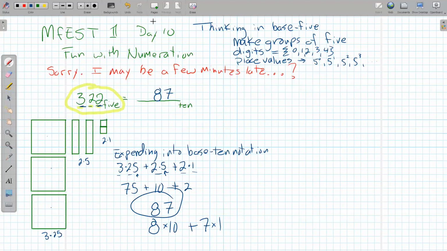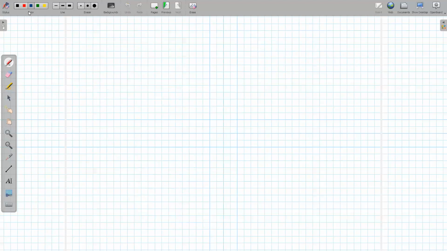Zoom tools out of my way, new page. So what we're going to do is start with a number we're familiar with, like 87 in base 10, and I want to rewrite that into a base 5 numeral. In order to do that, I have to remember that I just have to regroup by 5.